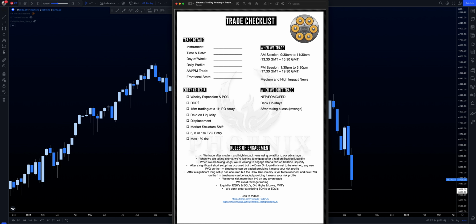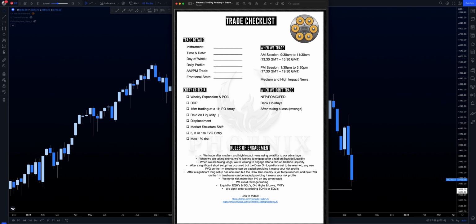So entry criteria: the weekly expansion and the power of 3 on the weekly candle, the DDP, which is the daily directional prediction, which is another term for the daily bias. And if you're not confident with this, then please refer back to my daily bias video. The 15-minute candle needs to be trading at or off of the 1 hour PD array. And the PD array that I teach is a fair value gap or an old high or an old low.